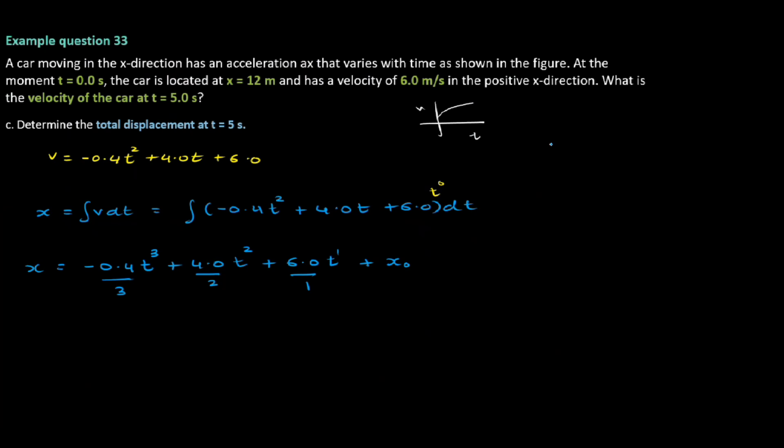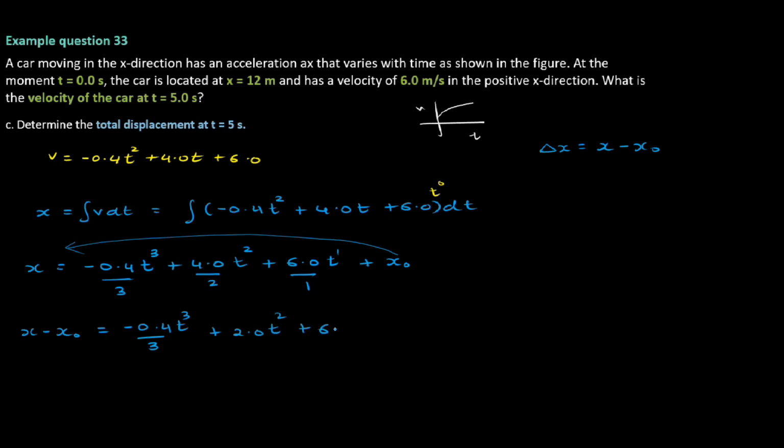Now, since I want to find the displacement, delta x is x minus x0. So I will move this x0 to the other side to find my displacement. X minus x0 will be equal to negative 0.4 t cubed by 3. 4 divided by 2 will give me just 2 t squared plus 6t. This is my displacement function.